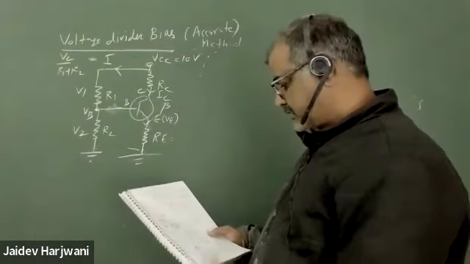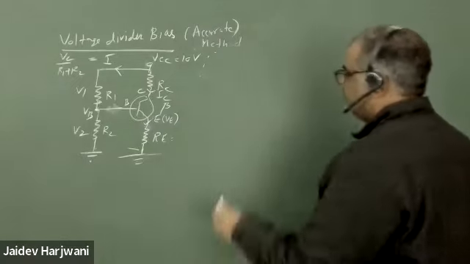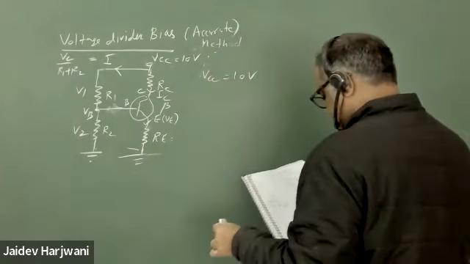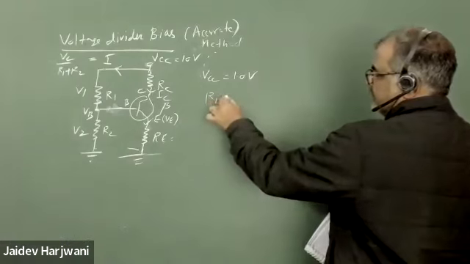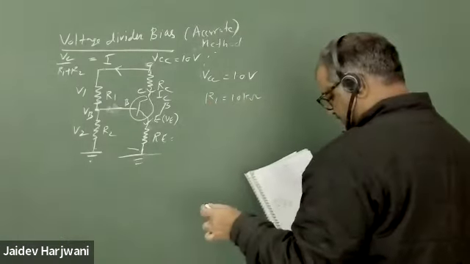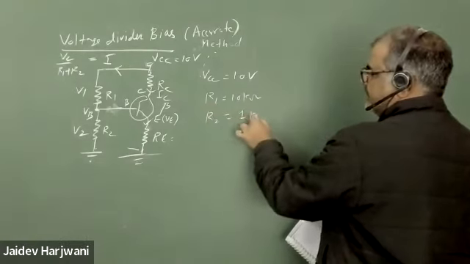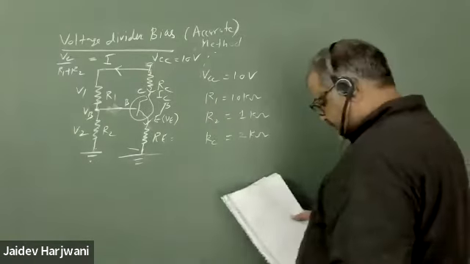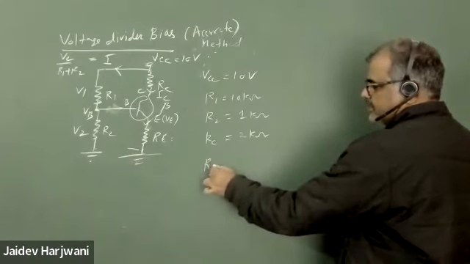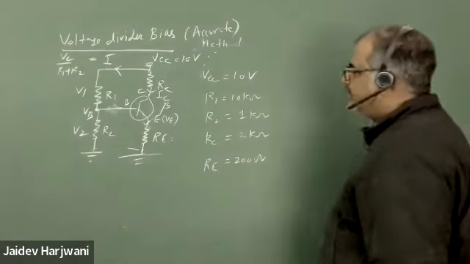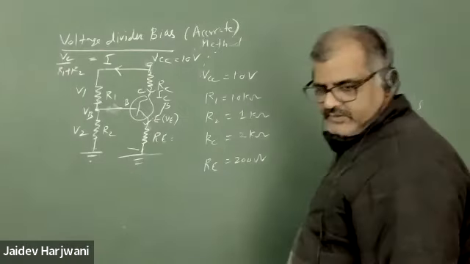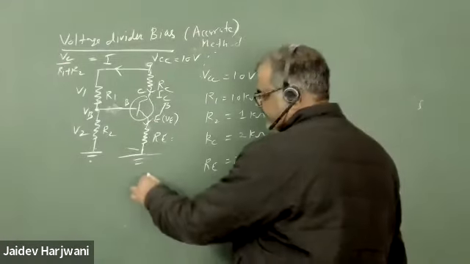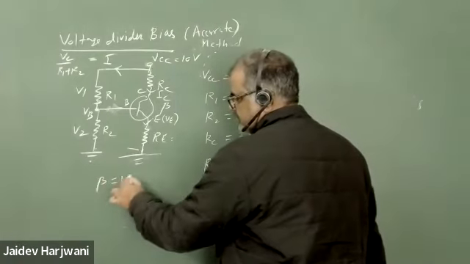VCC is given as 10 volt. R1 is given as 10 kilo ohm, R2 is given as 1 kilo ohm, RC is given as 2 kilo ohm, and RE is given as 200 ohm. Find out the operating point using the accurate method, and beta is 100.